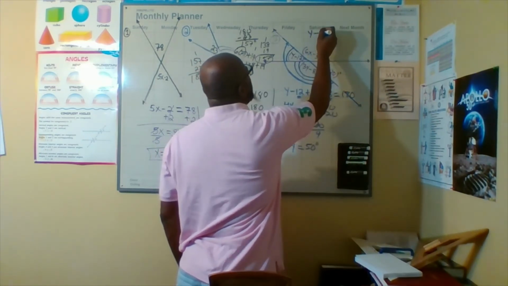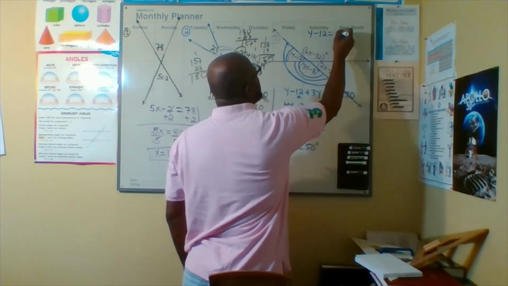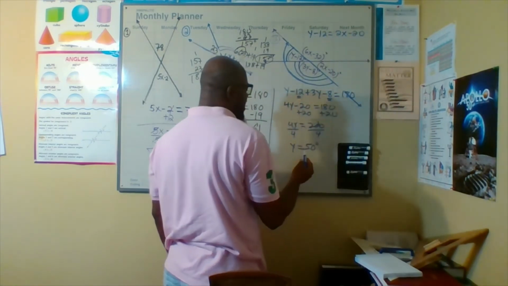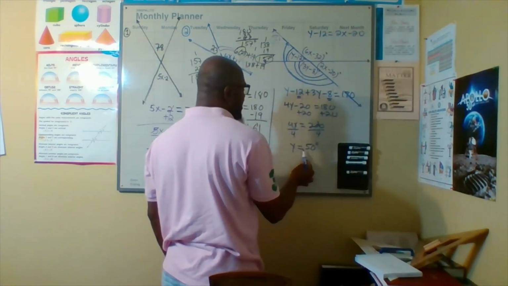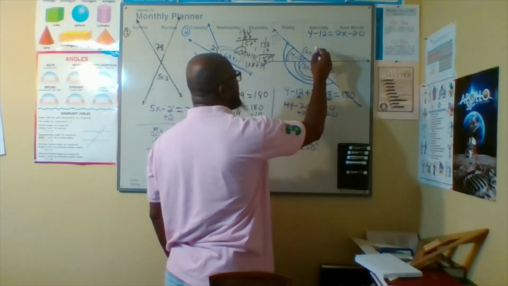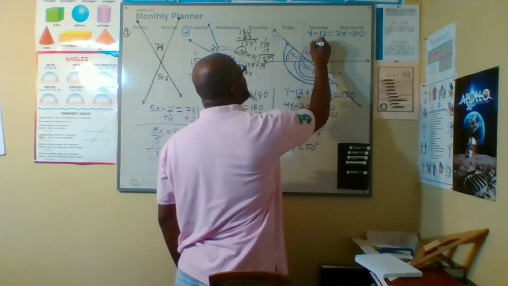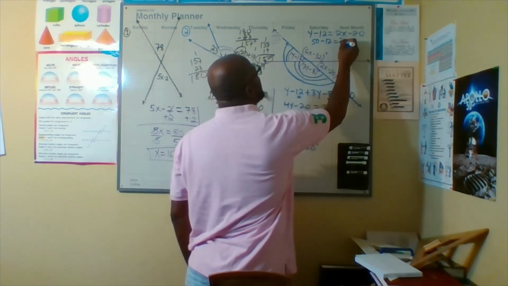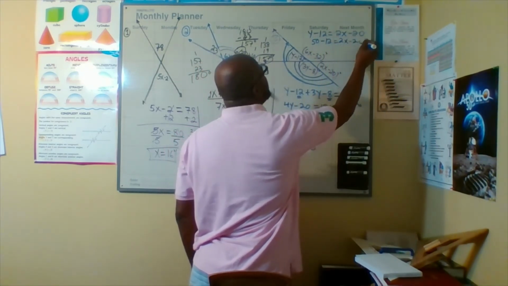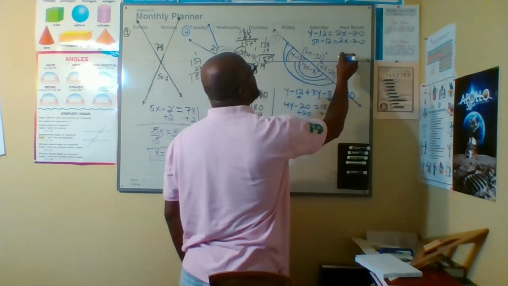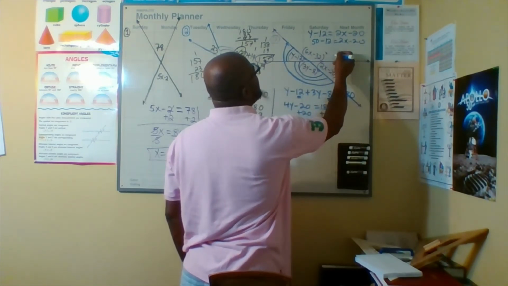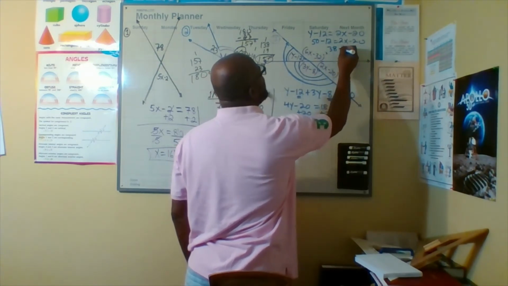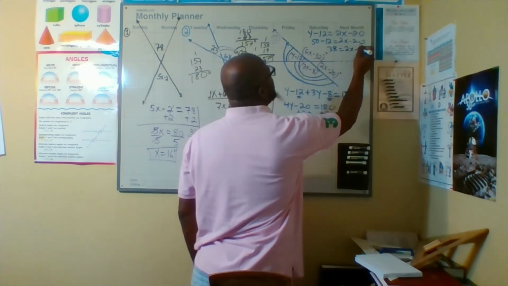So since I know y, then I can have those two expressions equal to each other. y minus 12 is equal to x minus 20. The reason I'm doing that is because I know the value of y. I can use vertical angles. Then I will have y, which is 50, minus 12 is equal to x minus 20. 50 minus 12 is what? 38, equal to x minus 20.